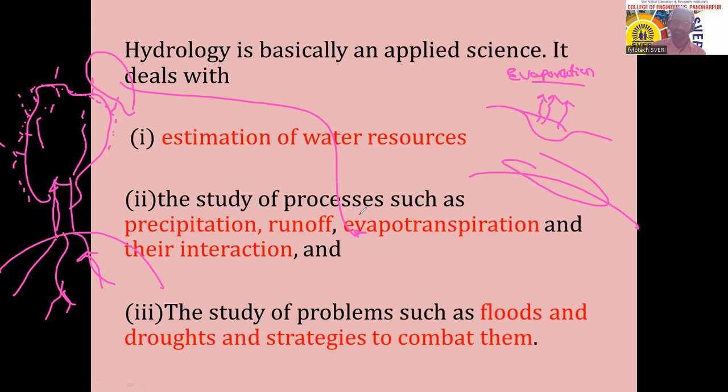We are studying evapotranspiration as one chapter in hydrology, and their interactions. And again, we are studying the problems: in case we get a large amount of rain, that leads to floods. During a flood, being an engineer, what are the steps, what are the strategies we have to take? Strategies means the plan we have to make for the flooding.